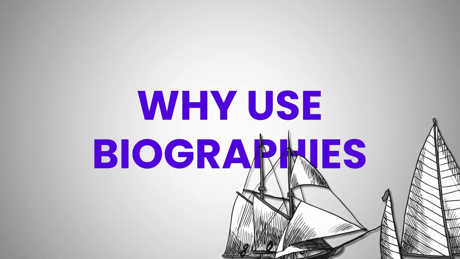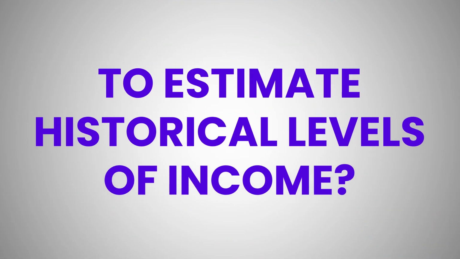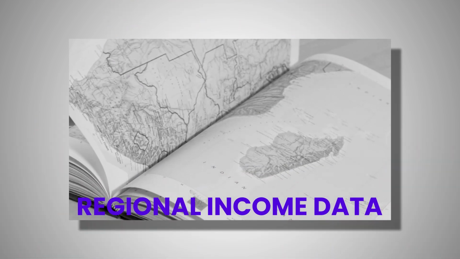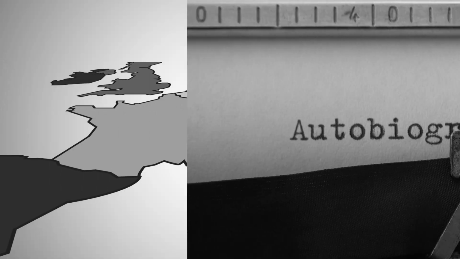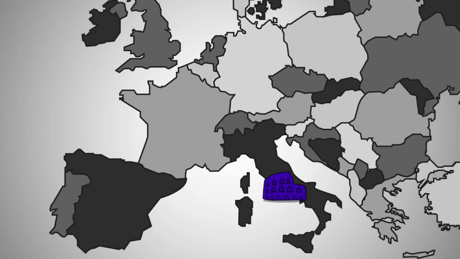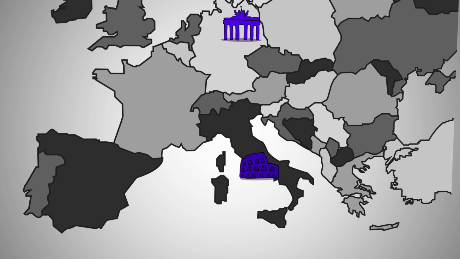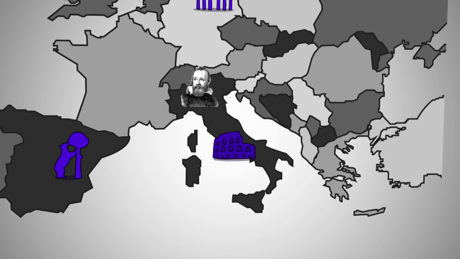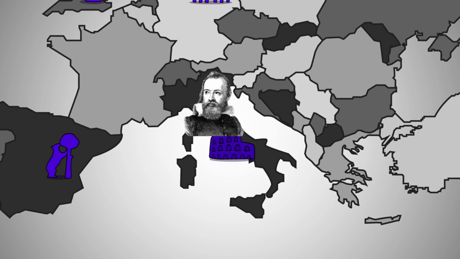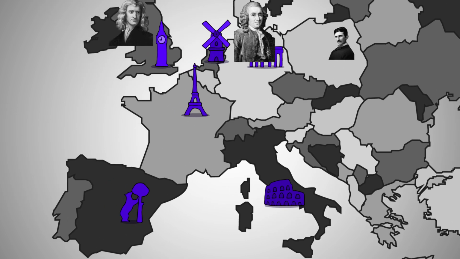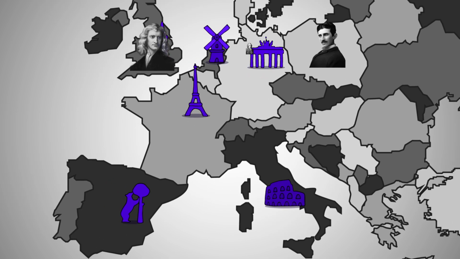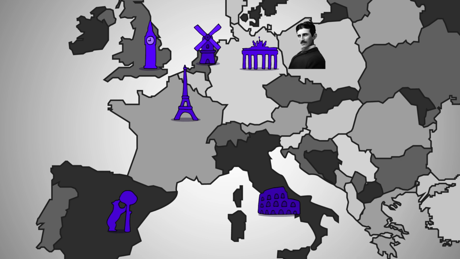But why use biographies to estimate historical levels of income? Unlike regional income data, which is scarce, biographical records are abundant. These records tell us about regions that were attractive to famous scientists and artists, as well as regions that were good at developing the talents of their local population. This means that we should expect this method to work, no matter if the historical figures contributed to the generation of income or were attracted by local wealth.